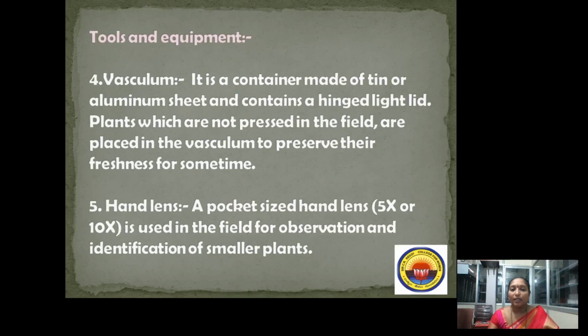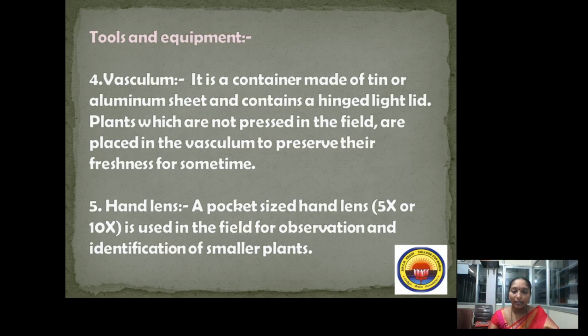And also the vasculum. It is a container made of tin or aluminium sheet which has a hinged light lid. Sometimes we can't press the plants within the field, so we can carry the vasculum and preserve them in it for 24 hours. When we return to the laboratory, we can press them within the blotting papers or old newspapers. Until then, the vasculum can carry the collected plant specimens.